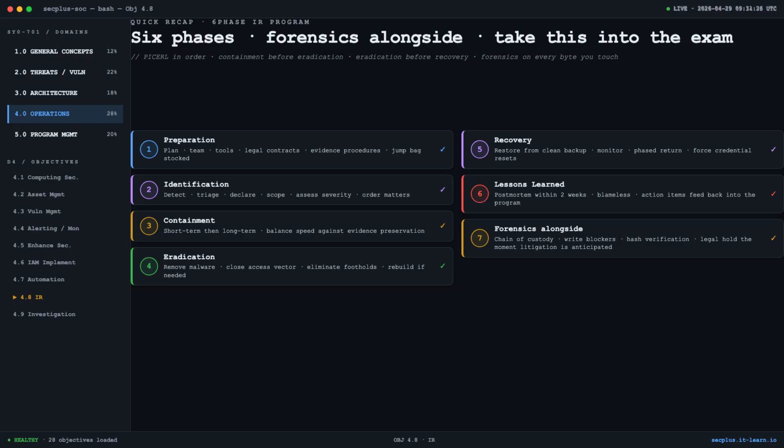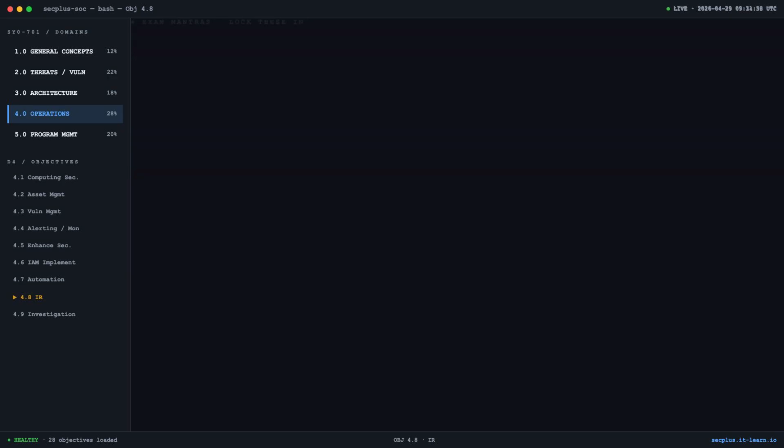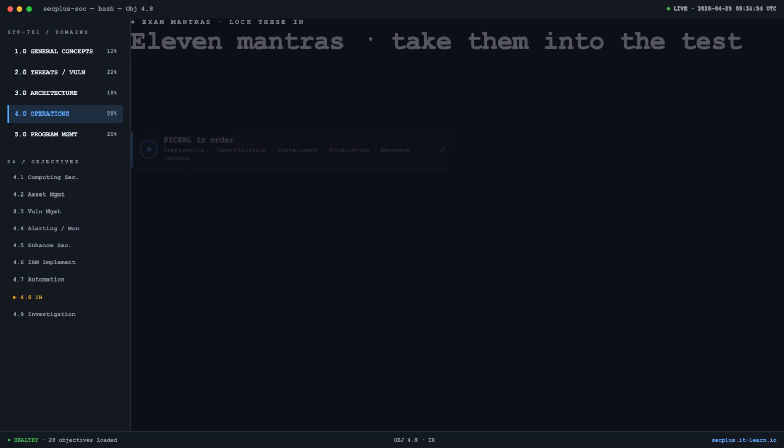And alongside all of it, chain of custody on every piece of evidence, write blockers on every acquisition, hash verification on every copy, legal hold the moment litigation is anticipated. One more set of exam mantras to lock in. PICERL in order. Containment before eradication, eradication before recovery. Lessons learned within 2 weeks. Chain of custody on every piece of evidence. Forensic copy is what you analyze, original is what you preserve.